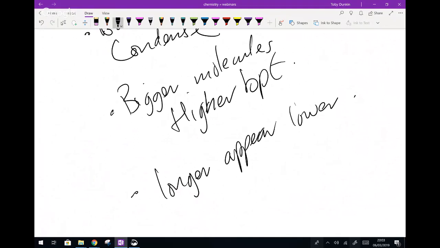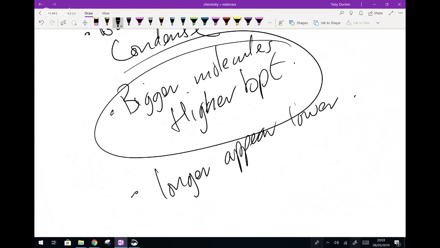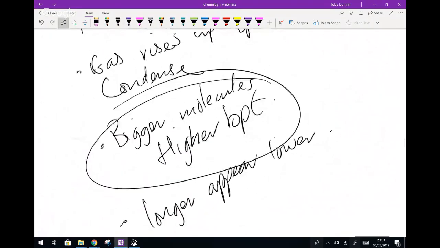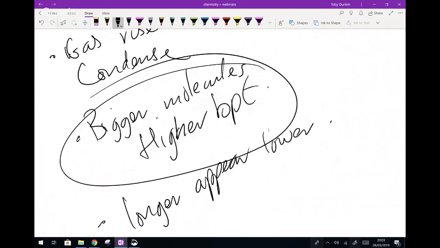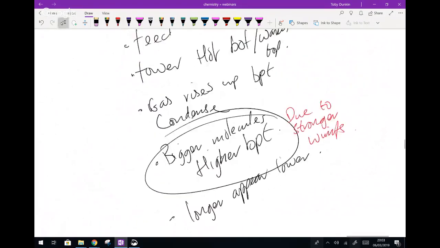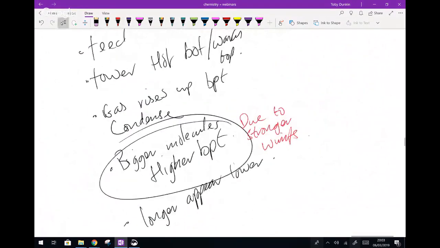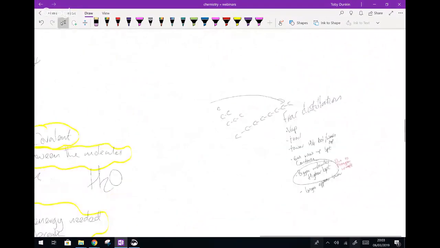That question killed me in the mocks. I know it killed everybody, don't worry about it. But there it is, the molecule points. And now we can tack on a real reason. Due to stronger WIMPs. Isn't that nice? Covalent bonding explains the fractional distillation bullet points. Everything in chemistry ties together eventually.